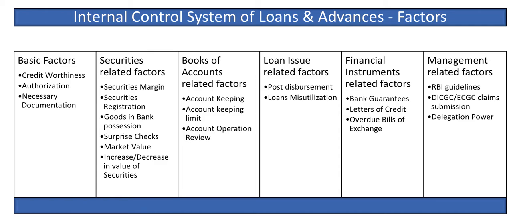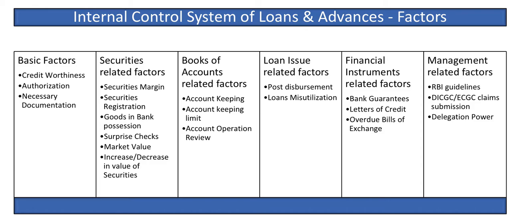Okay, now the next section is books of accounts related factors. So all the books of accounts should be kept within both the drawing power and the sanctioned limit at all times. And the books of accounts that exceed the sanctioned limit or the drawing power, or if it is against the unapproved securities or are otherwise irregular, it should be brought to the notice of the management or the head office immediately. So that is with respect to the book of accounts.